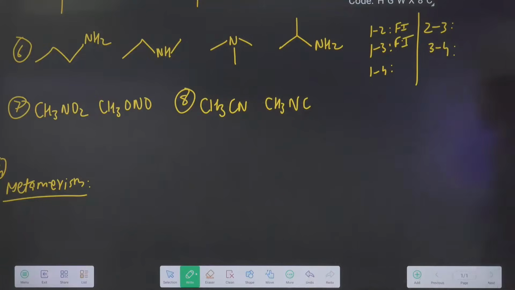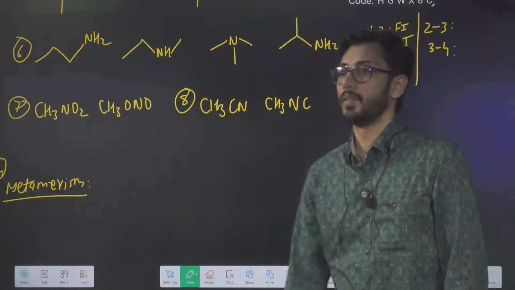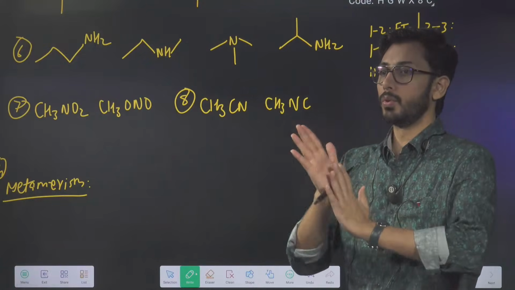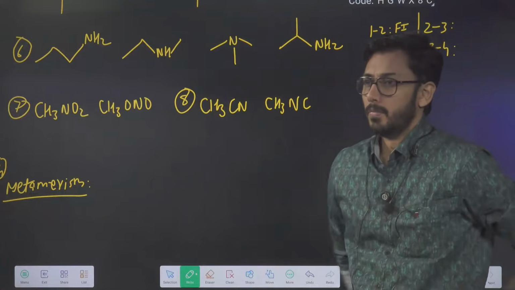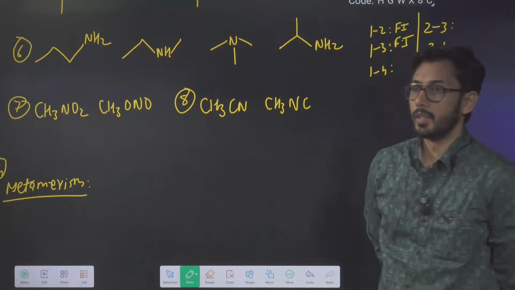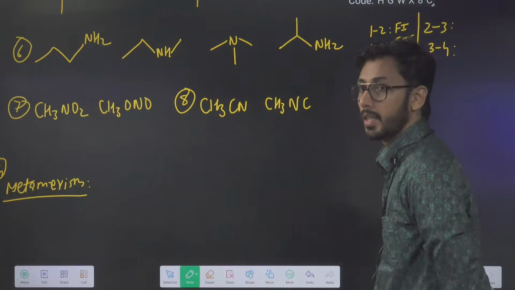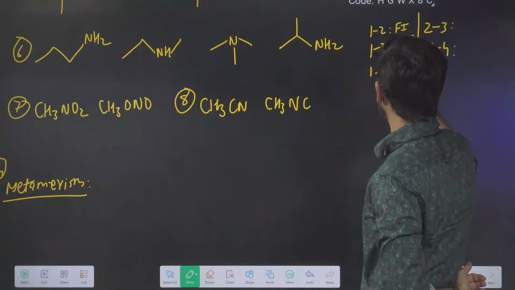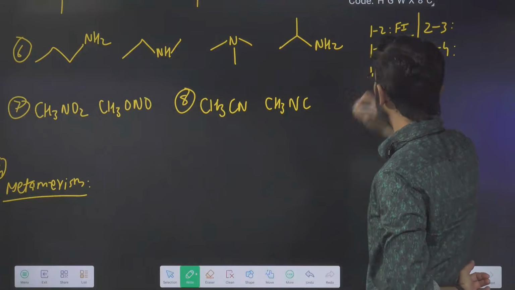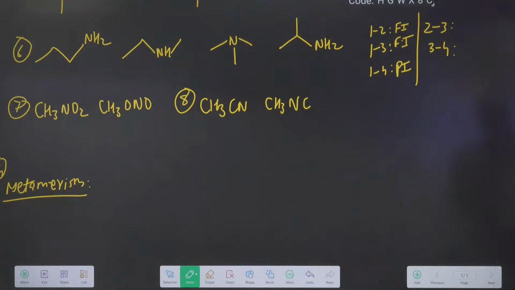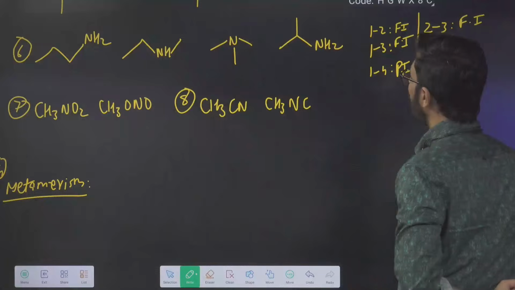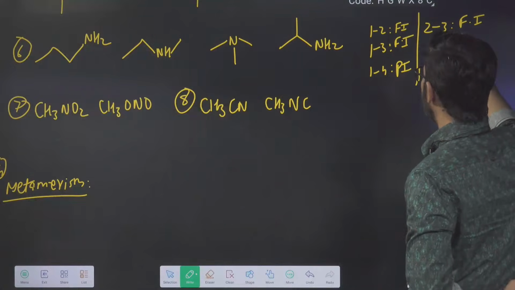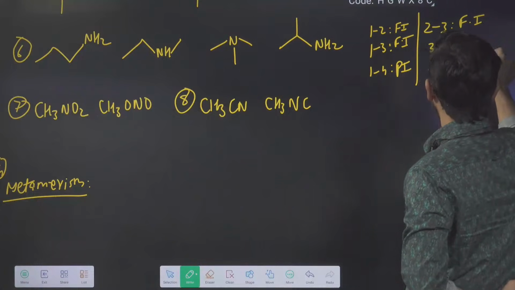1 and 4 is very good. The answer is they are positional isomers. Good, very good. Then 2 and 3, secondary and tertiary. Same formula, degree different, functional. 3 and 4, tertiary and primary, functional isomers.